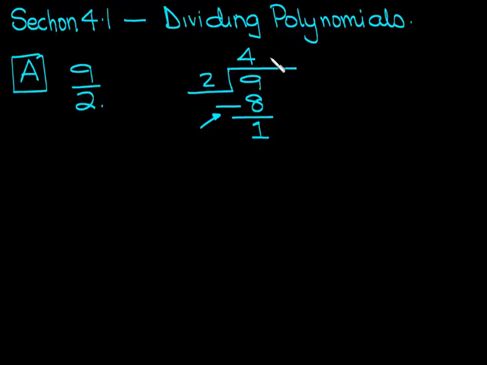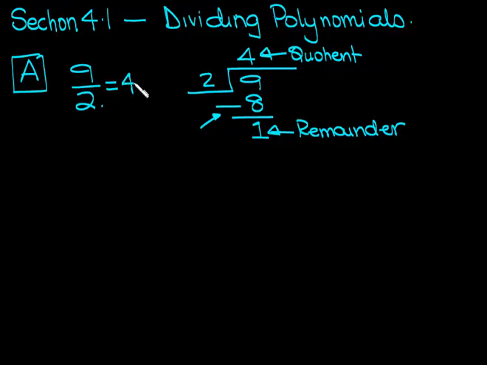Now if you wanted to write this as a decimal, we could put a decimal out here, put a 0 here, and continue the process. But let's say we don't want to do that. In this case we call this number the quotient, and this is called the remainder. And we can write 9 divided by 2 as follows. We write the quotient, which is 4, plus my remainder, which is 1, divided by my divisor. This is what I'm dividing by, which is my divisor.